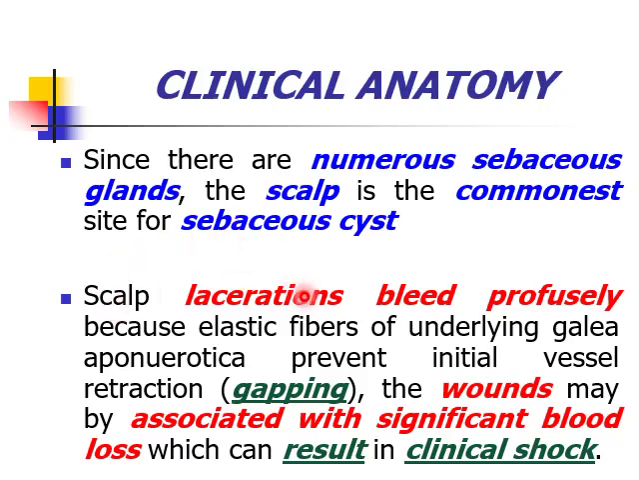Scalp lacerations bleed profusely. Why? Because the first layer is adjacent to the third layer by fibrous septa. These fibrous septa prevent initial vessel retraction. The vasoconstriction we described earlier causes gaping. So the wounds are associated with significant blood loss, which can result in clinical shock. If the patient does not treat this wound in time, he might lose a lot of blood that might lead to clinical shock.